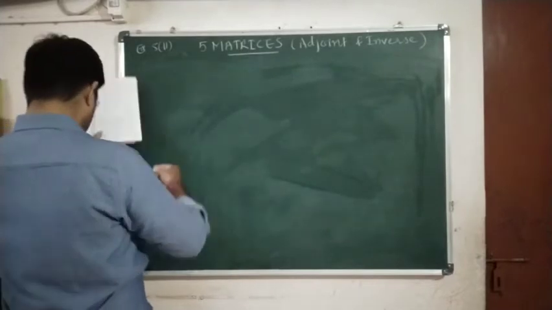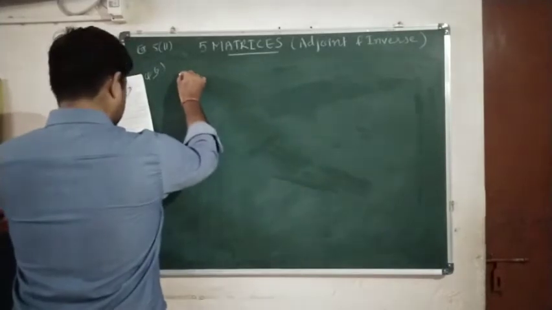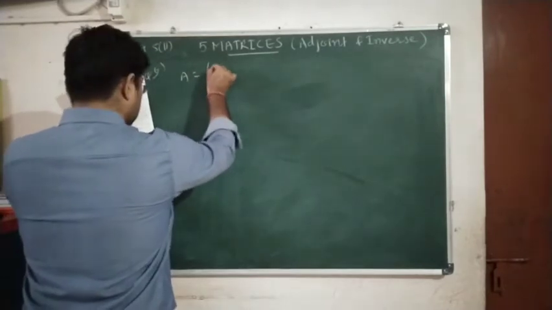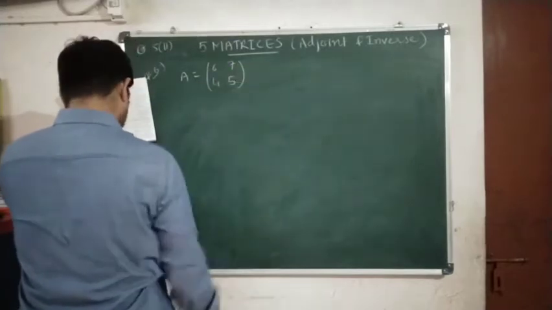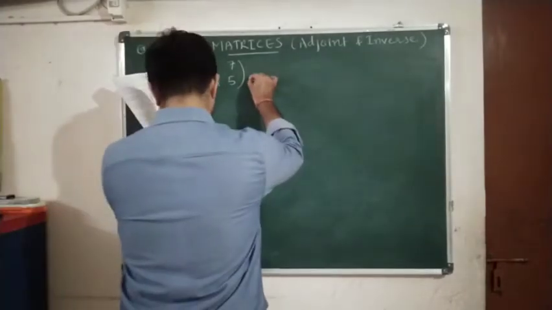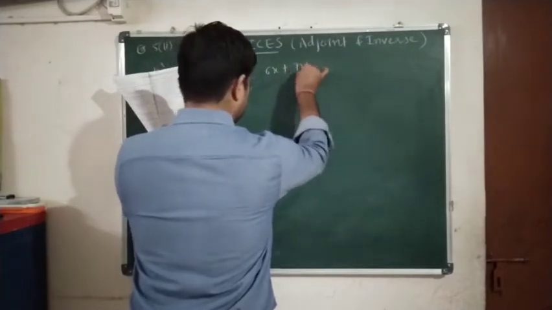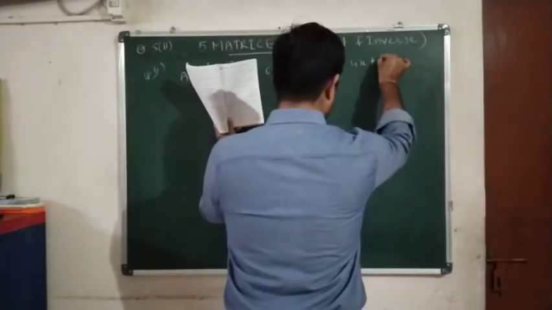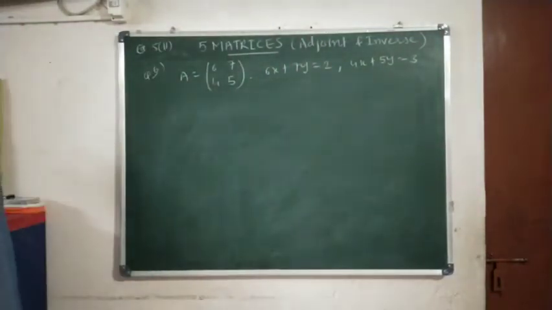Question number 6. We are given a matrix, let us name the given matrix to be matrix A. Row wise entries are 6, 7, 4, 5. We have to find the inverse of this matrix, and then using the inverse we have to solve the system of equations 6x plus 7y is equal to 2 and 4x plus 5y is equal to 3. This is a board question, ISC 1985.